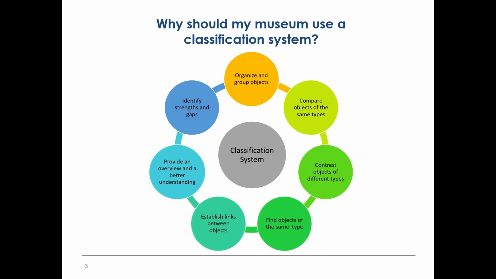Using a classification system can facilitate access to and use of your museum's collections. It can be used to organize and group objects, to compare or contrast objects of the same or different types, to find all similar objects, to establish links between objects, to provide an overview of the collections and maximize understanding, and to identify strengths and gaps in the collection.